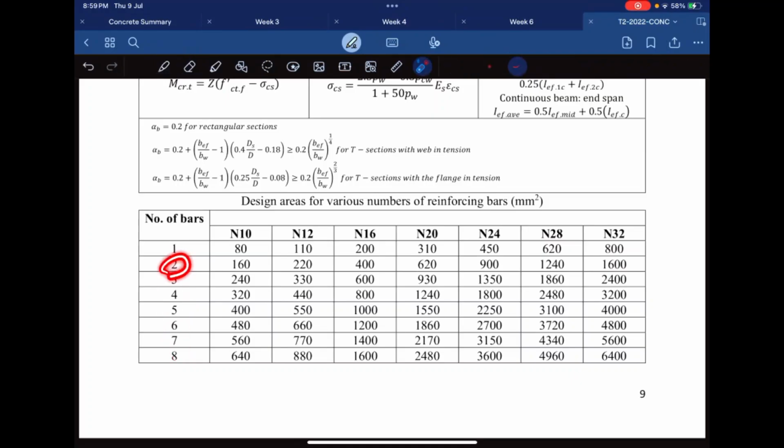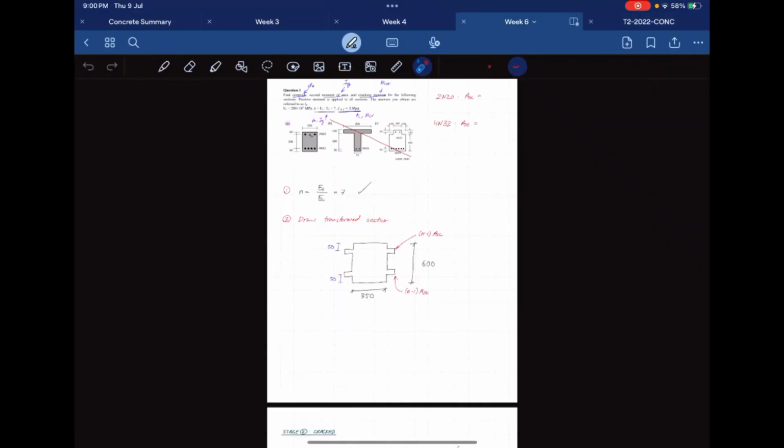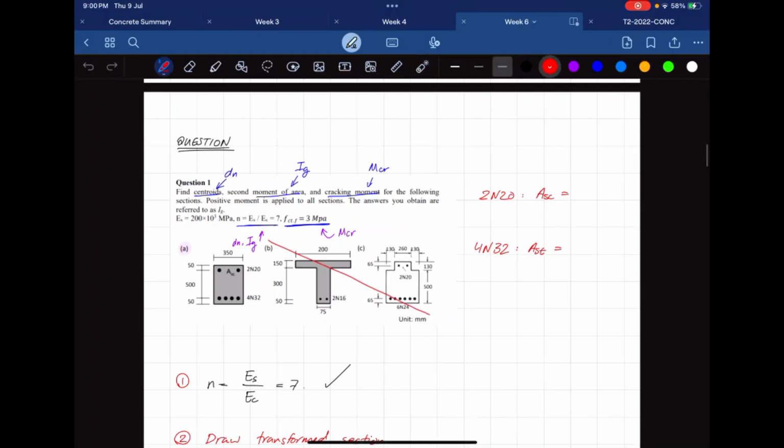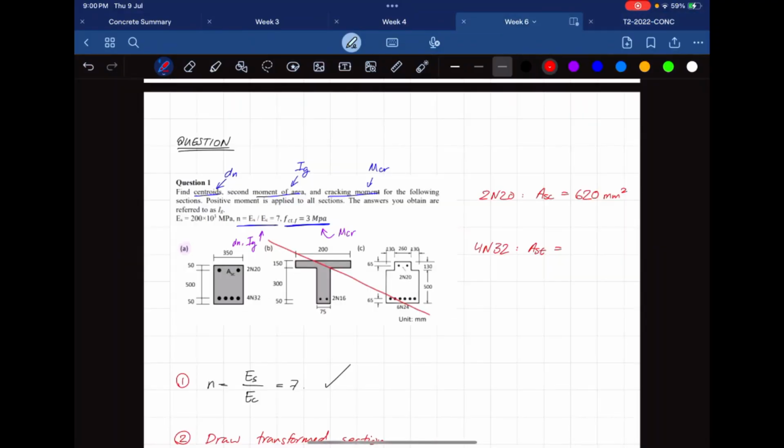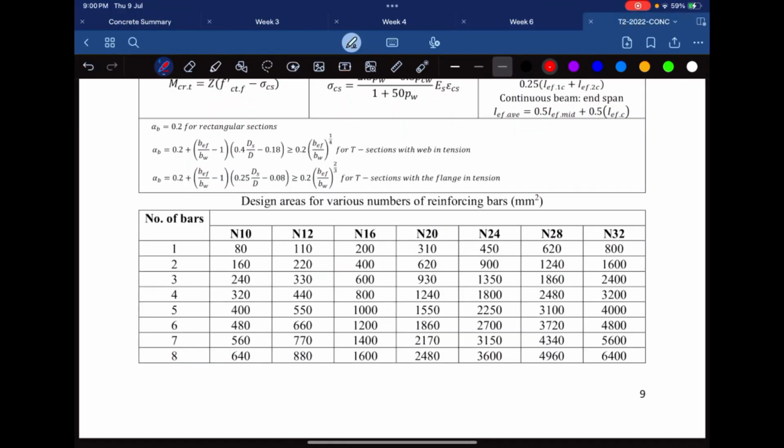Let's say you have 2N20. That means my steel area is 620 millimeters squared. Is that what we have? Yeah, we have 2N20, so this will be 620. You don't have to go through the effort of calculating pi on 4 d squared. You can just use this table. 4N32. Holy shit, those are fat bars. Okay, 4N32, 3200.